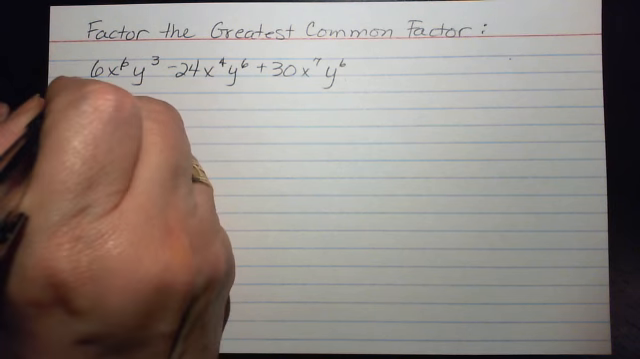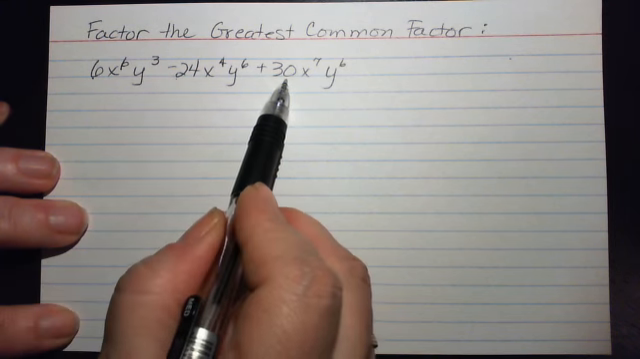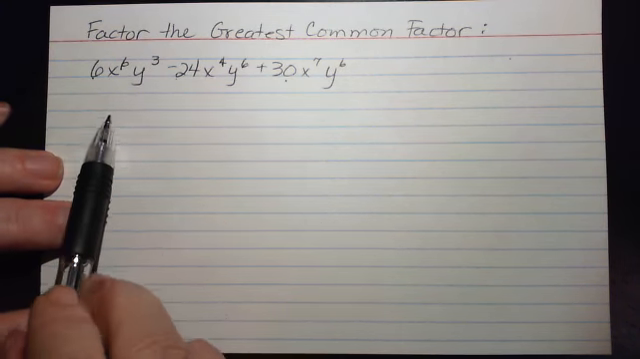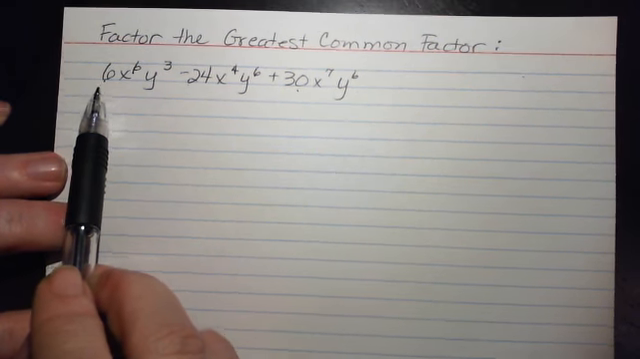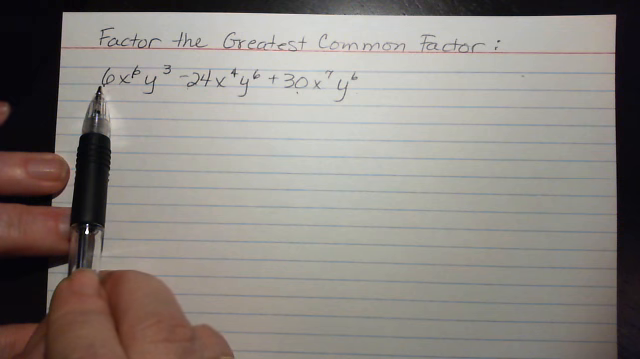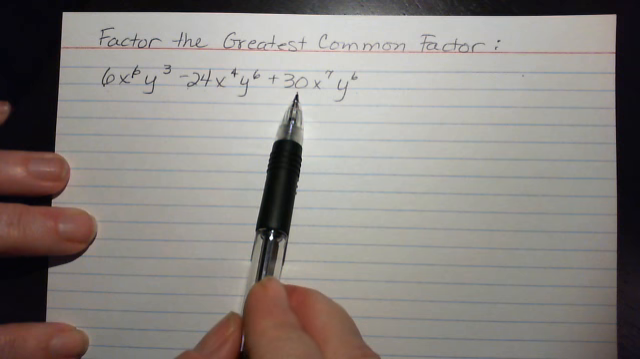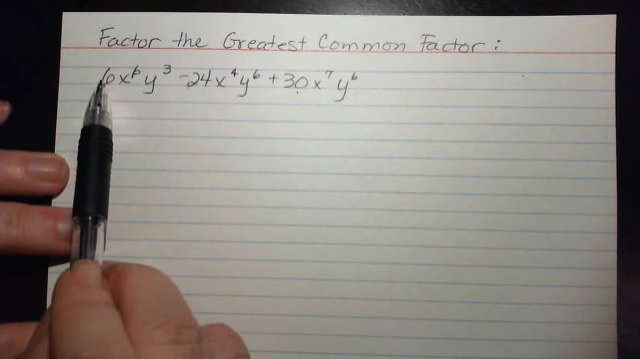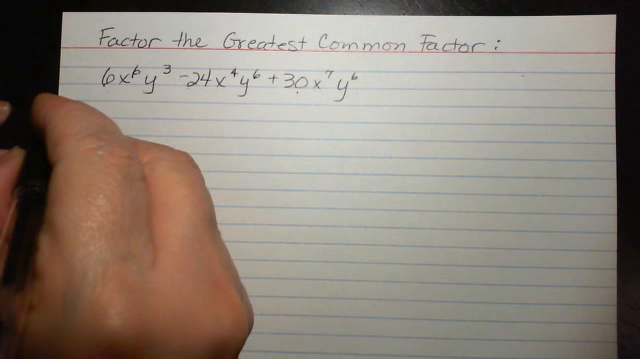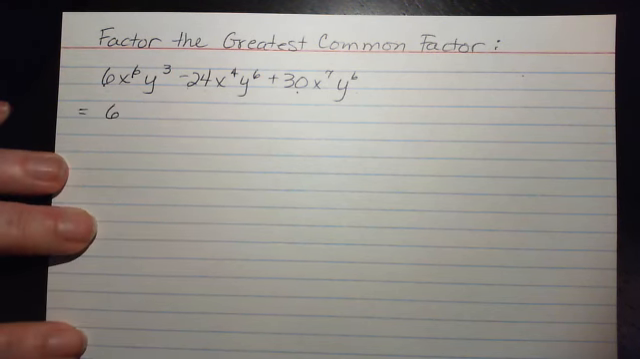So it may be helpful to think of each of the coefficients in factored form. So I might start by looking at the smallest coefficient. I see here that 6 is the smallest coefficient, and I might think, is 6 a factor of itself, of course. Is 6 a factor of 24? Yes, it is. Is 6 a factor of 30? Yes, it is. So it looks like for the coefficients, 6 is part of the greatest common factor.